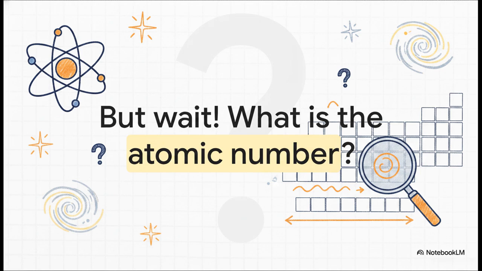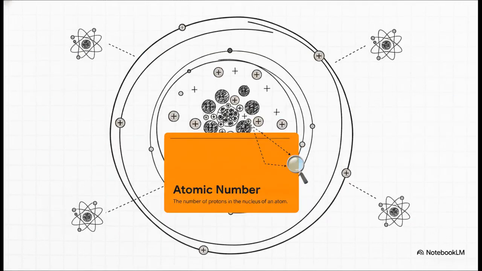But wait, what exactly is the atomic number? We know it acts like this ultimate ID tag, but what is it actually measuring? Where do we even find this secret number? Well, get ready for the big reveal. The atomic number is simply the number of protons located right there in the nucleus of an atom. That is it. It's literally just a simple head count. You count the protons hanging out in the center, and boom, you have the atomic number, which tells you exactly what kind of atom you're dealing with.